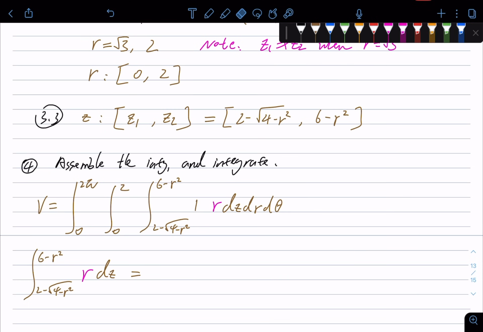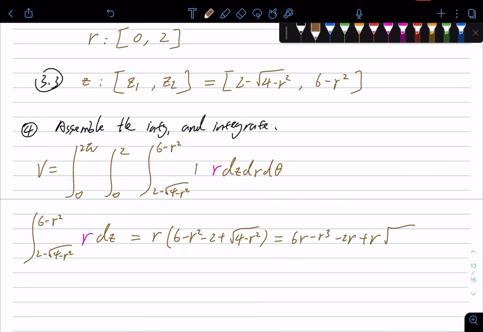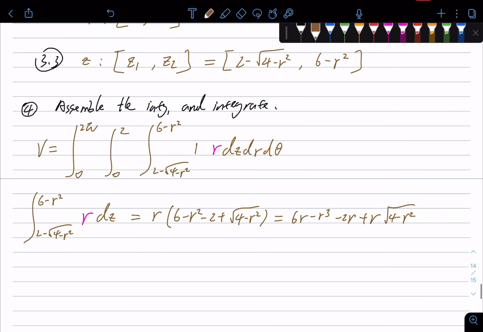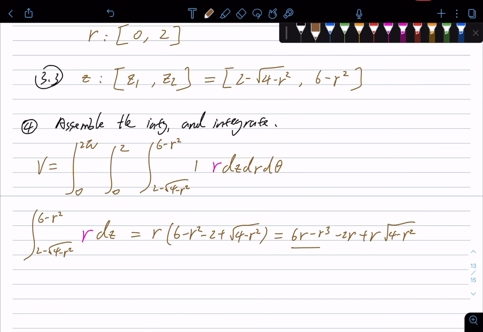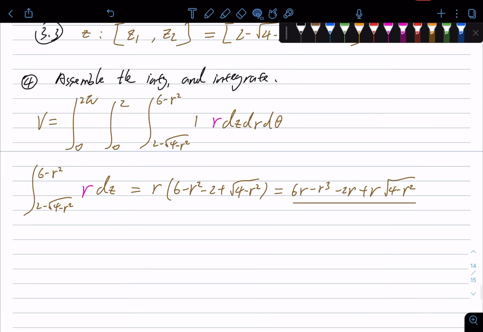So we're going to have r times 6 minus r squared minus 2 plus the square root of 4 minus r squared, which equals 6r minus r cubed minus 2r, and then plus r times the square root of 4 minus r squared. Okay, so this is what we get from the innermost integral. So we're going to take this and put it in the intermediate integration. I'm going to copy this and paste it over here, the r.